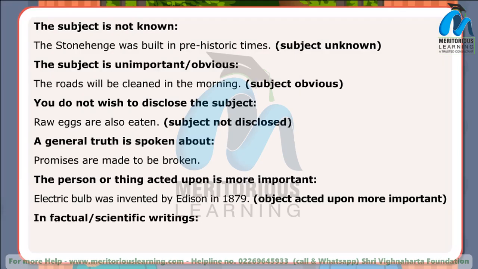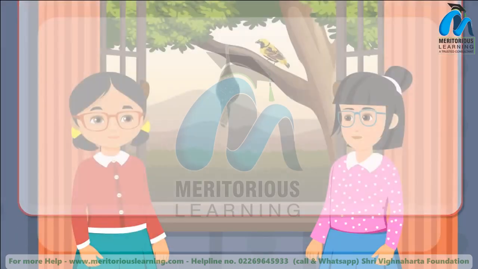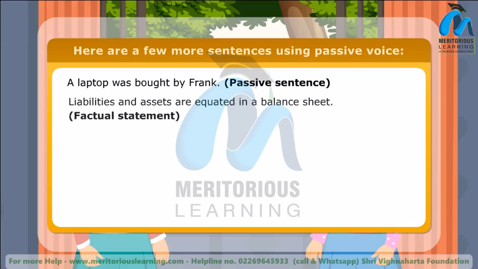In factual or scientific writings. Carbon dioxide is passed through lemon water to turn it milky. Scientific statement. Here are a few more sentences using passive voice. A laptop was bought by Frank. Passive sentence. Liabilities and assets are equated in a balance sheet.